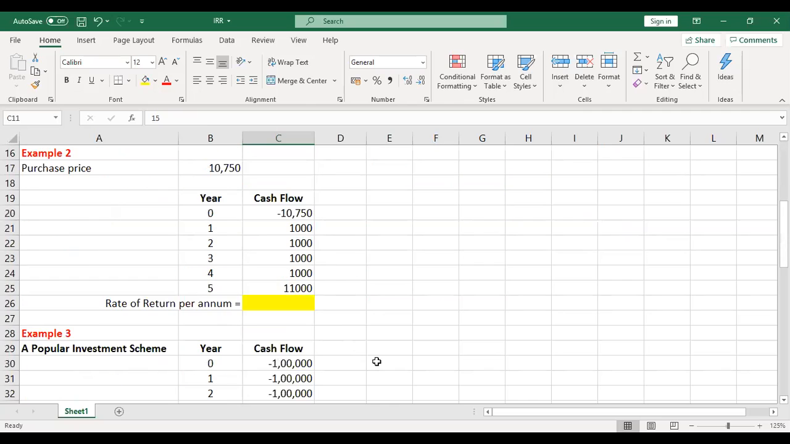Let's look at a second example now. An example of the bond which I told you. I purchased the bond at 10,750, but the face value of the bond is 10,000. So every year I am going to get 1,000 rupees.